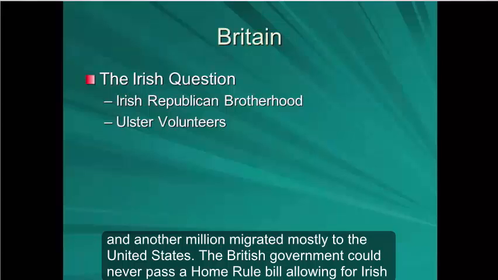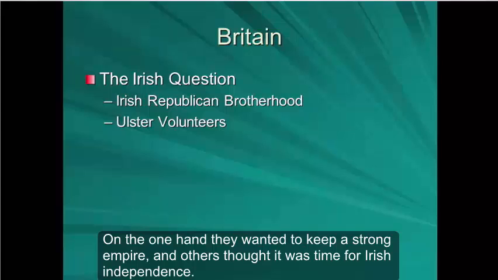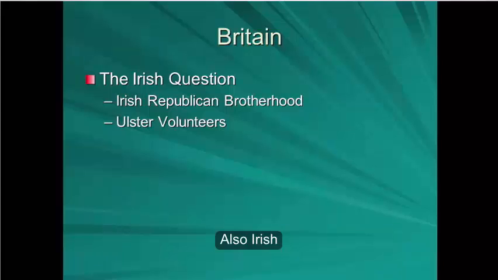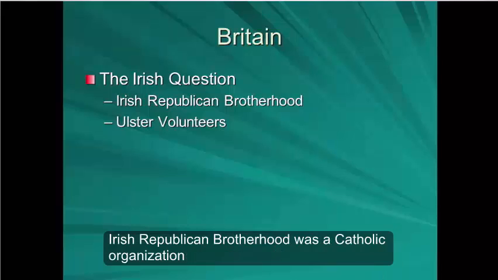The British government could never pass a Home Rule Bill allowing for Irish independence because the electorate in England was divided. On the one hand, they wanted to keep a strong empire, and others thought it was time for Irish independence. Also, Irish Protestants clamored for the British not to give in to independence. This led to group violence.